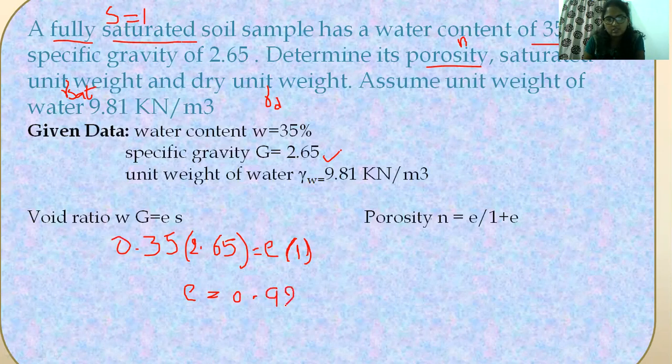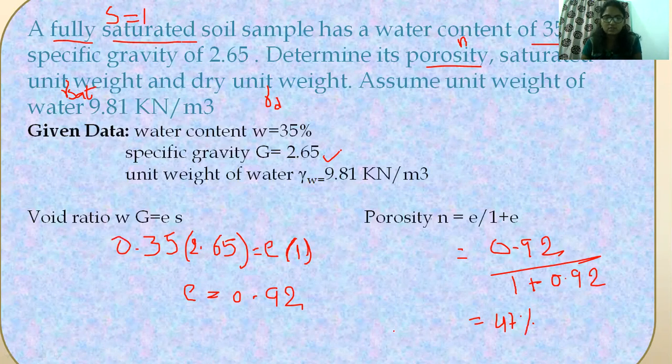So this e value, the void ratio value, we substitute in porosity. We will get porosity n is equal to e divided by 1 plus e, that is 0.92 divided by 1 plus 0.92, which is equal to 47%. So it is expressed as a percentage: n is equal to 47%.